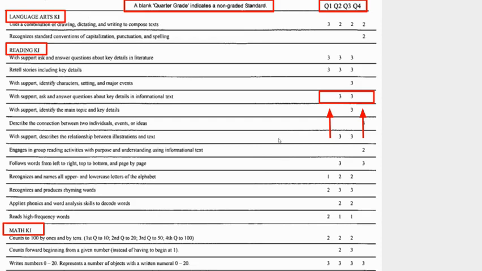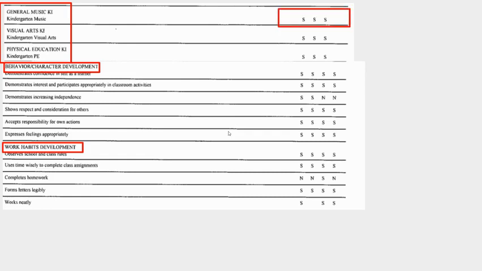On your standards-based report card, you'll also have grades for your specialist classes, so music, visual arts, and PE. You'll also receive scores and communication about behavior and character development, also their work habits development as well. For these, they receive scores of an S, N, and U, as mentioned earlier. An S indicates satisfactory, N signifying needs improvement, and U is unsatisfactory.